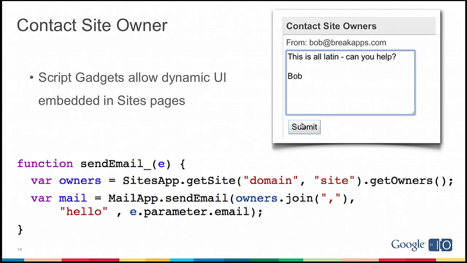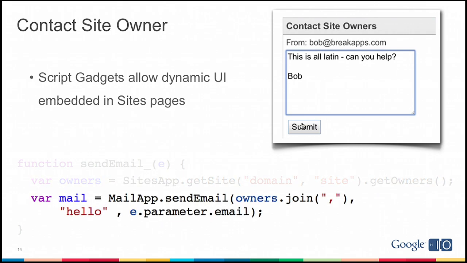This is the sendEmail function. That underscore means it's a hidden function. We're not going to go into that here. It's not really relevant. But in the first line of the function, we use SitesApp.getSite. We grab our site by domain and name. We call getOwners on that site object, which gives us an array.